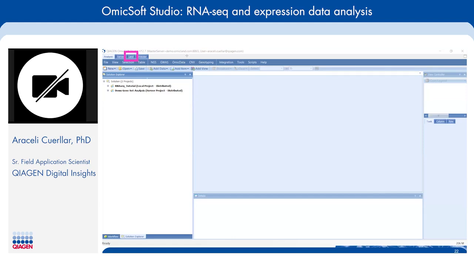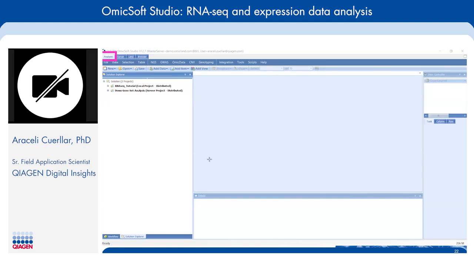Now, today we're actually going to be focusing on the Analysis tab. The Analysis tab allows you to perform a lot of analytical operations within the OmicSoft Studio platform. So today we'll be working in the Analysis tab of OmicSoft Studio to perform our RNA-Seq analysis. Taking a look at that Analysis tab, you're going to see a screen that looks a little bit like what you're seeing on my screen.